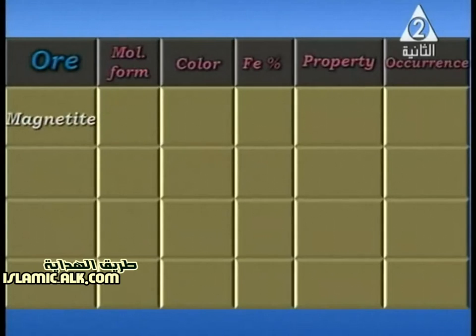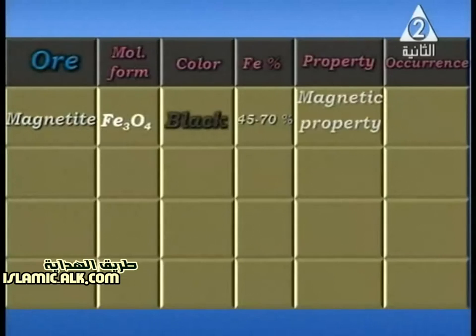The first ore is called magnetite, which has molecular formula Fe3O4 and chemical name magnetic iron oxide or black iron oxide. Its color is black. The percentage of iron ranges from 45 to 70%, it has magnetic property, and it is found in the eastern desert.